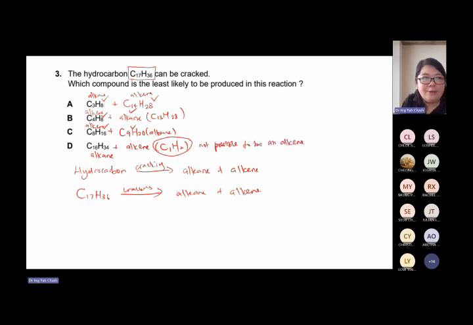Why? Because for an alkene, the minimum is 2 carbons, because we need a double bond between 2 carbons, right? That's a functional group. So you cannot have a 1-carbon alkene. That is why this is not likely to form from the cracking of a C17H36 hydrocarbon. So the answer is D, the least likely to be produced one.